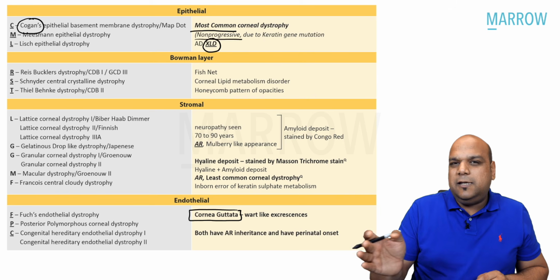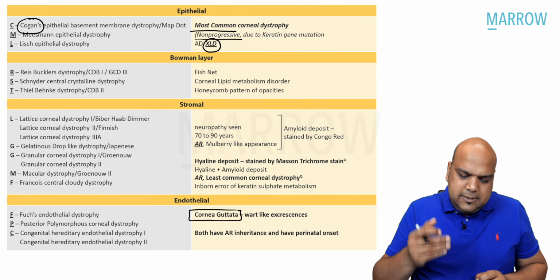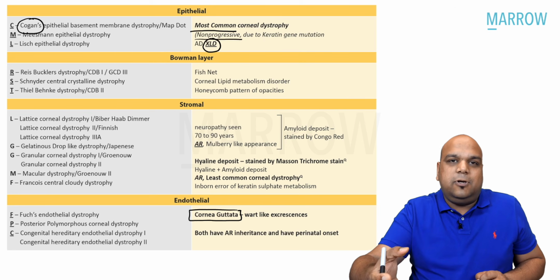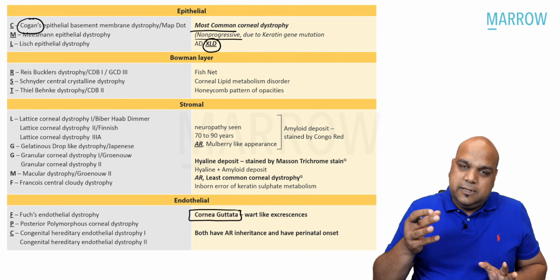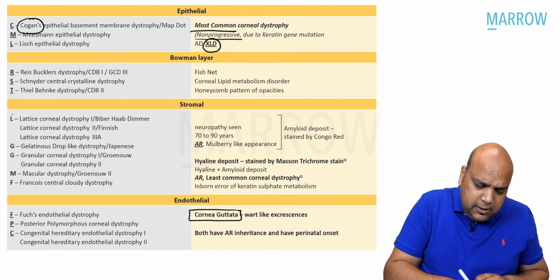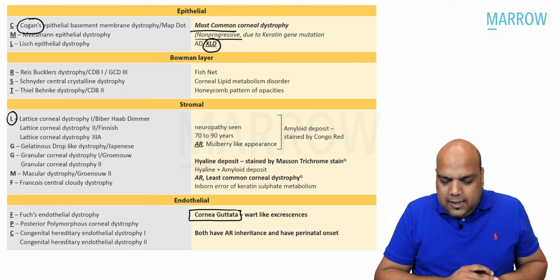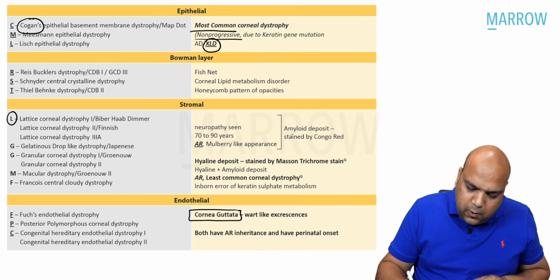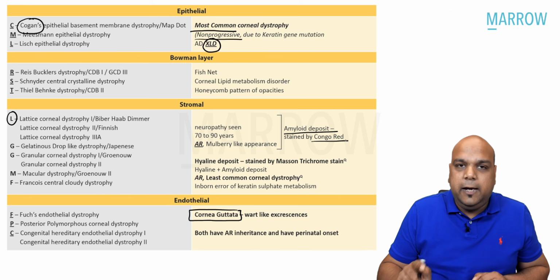Similarly, now Bowman's layer is very rare. So it is not commonly asked. Stromal is very commonly asked. It is very common. So in stromal, the most common name is lattice. Please remember in lattice there is amyloid deposit, and amyloid deposit is stained by Congo red.